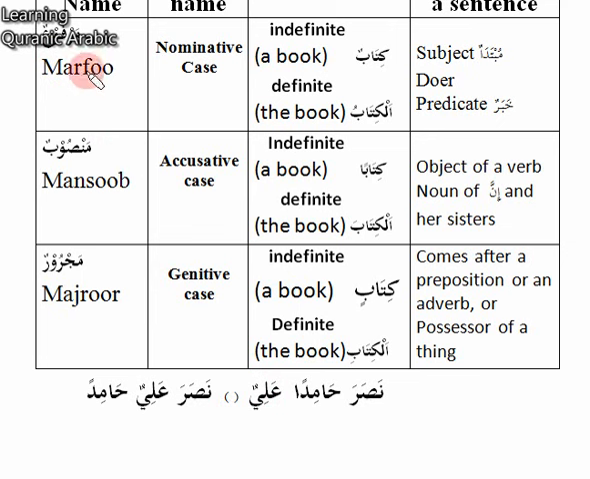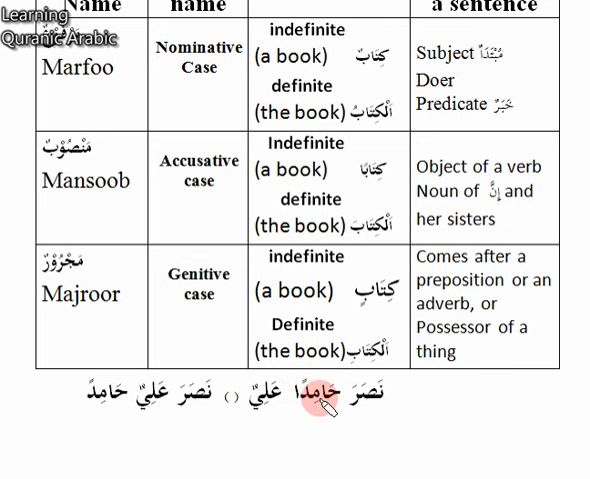So if the noun is marfu, that is the subject or the doer of an action. So that's why we know that Ali helped Hamid. Maybe someone will translate that Hamid helped Ali. That's wrong. Ali helped Hamid. Why? Ali is a subject here. How do we know that? From this last ending of a noun.